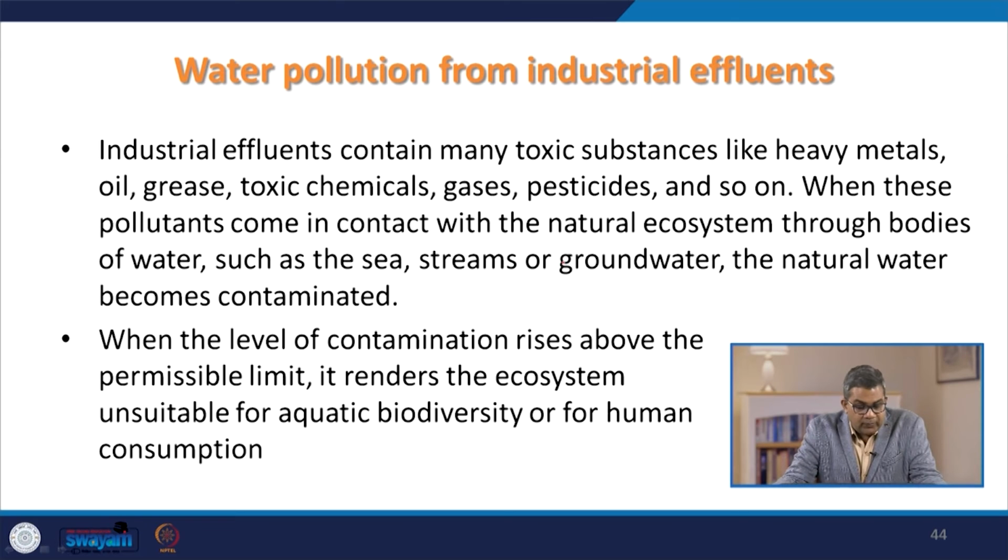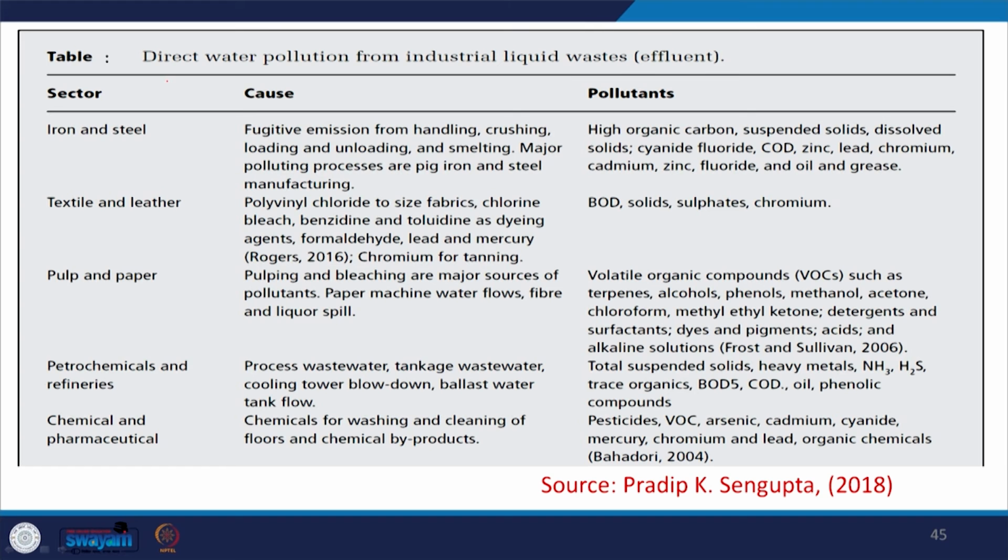So, you see that various industrial effluents contain many toxic substances like heavy metals, oil, greases, toxic chemicals, gases, pesticides, and so on. Now, when these pollutants come in contact with the natural ecosystem through bodies of water such as sea, streams or groundwater, the natural water becomes contaminated, and then water purification, water conditioning is always required. So, when the level of contamination rises above the permissible limit, it renders the ecosystem unsuitable for aquatic biodiversity or for human consumption.